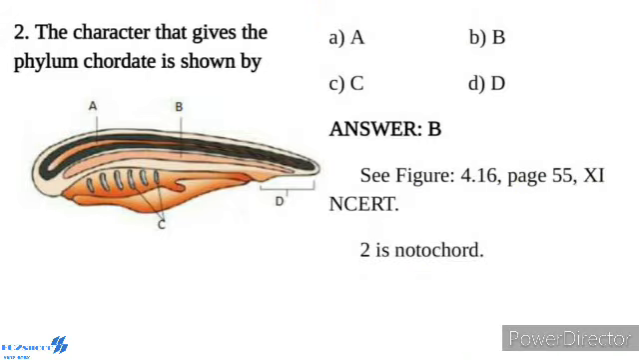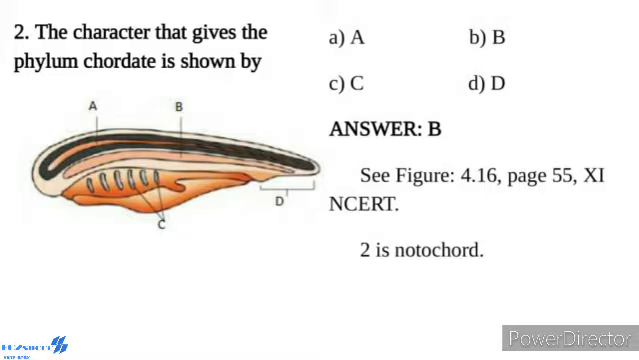Question number 2. The character that defines the phylum Chordata is shown by. The diagram shows Chordata characteristics. Animals belonging to phylum Chordata are fundamentally characterized by the presence of a notochord, a dorsal hollow nerve cord, and paired pharyngeal gill slits.